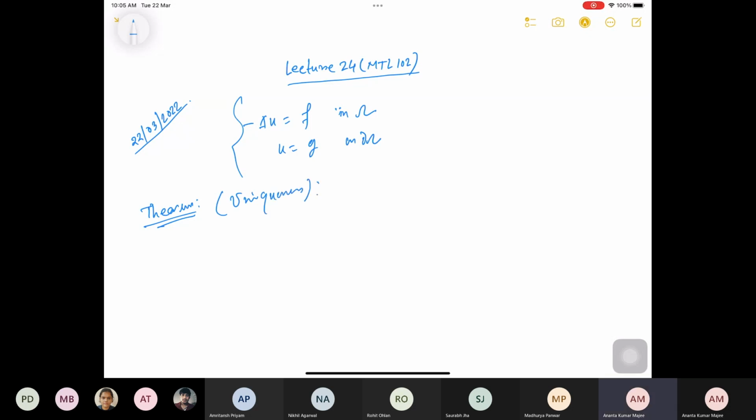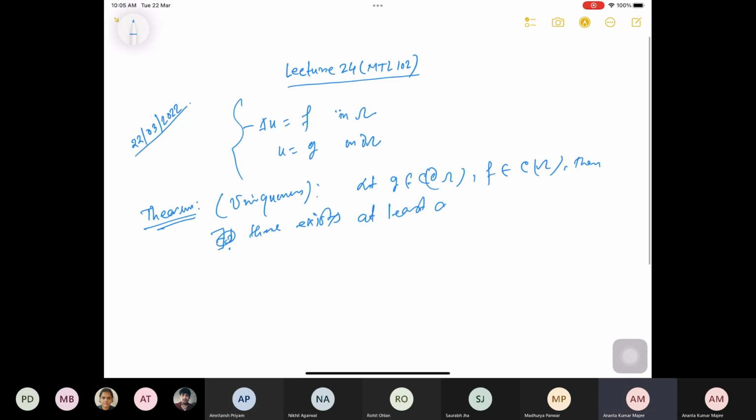For that I need g to be continuous on del omega, and f continuous on omega. Then there exists at most one solution u, which is C2 in omega intersection C of omega closure, meaning it can be extended to omega closure continuously. C2 in omega means two times differentiable, and the second derivative is continuous. That is the meaning of C2. Intersection C of omega closure, of the IVP, star. This is my star.